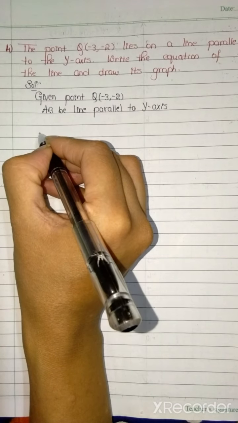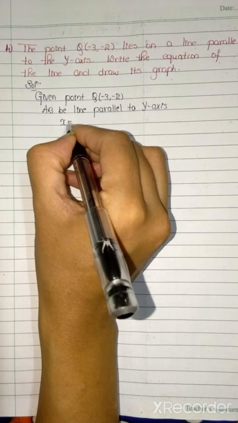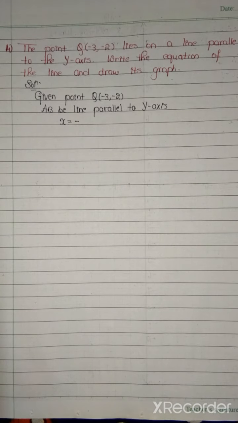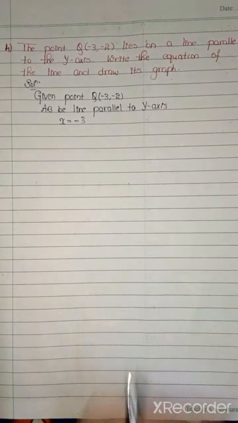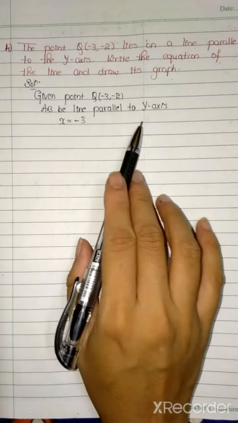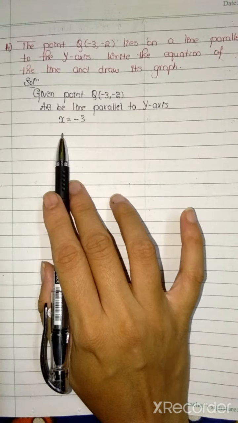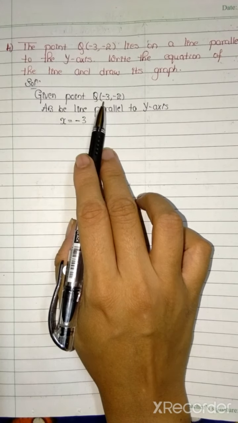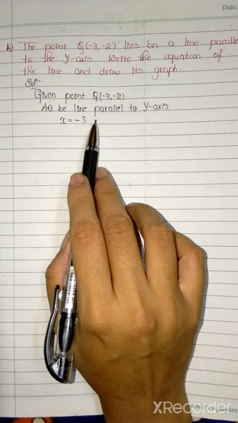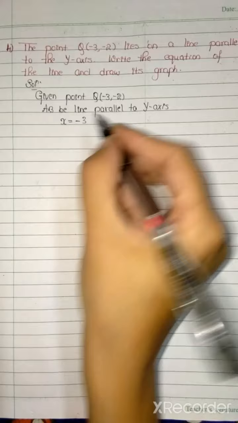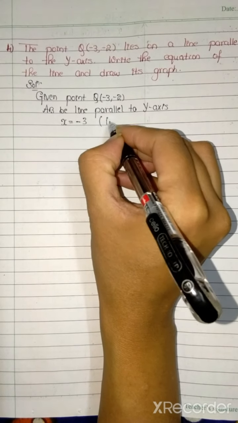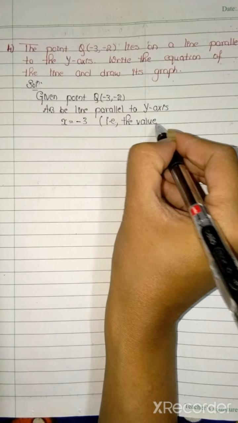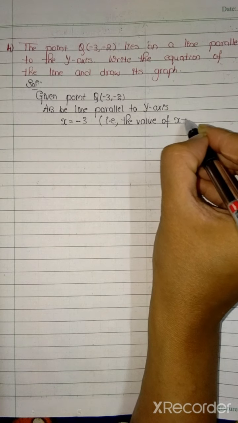So for a line parallel to the y axis, the equation of the line is x equal to minus 3. How do we know that x equal to minus 3? So the line is parallel to the y axis, so हम लोग लेंगे x equal to a. So यहाँ पे x is minus 3 and y is minus 2. So x का वैल्यू क्या है? Minus 3. That is the value of the x coordinate.